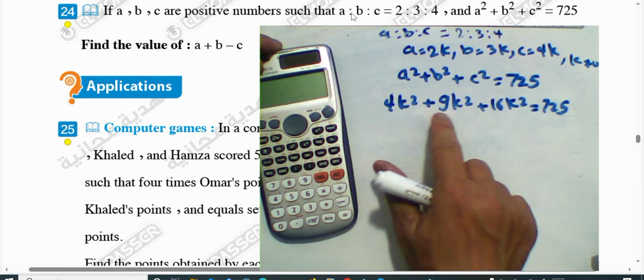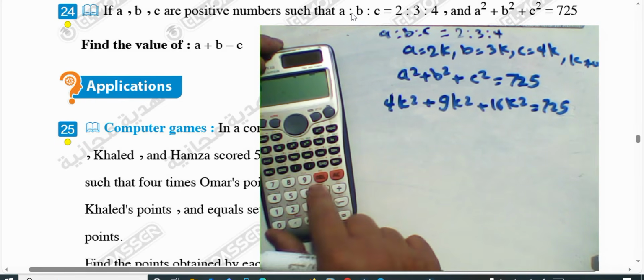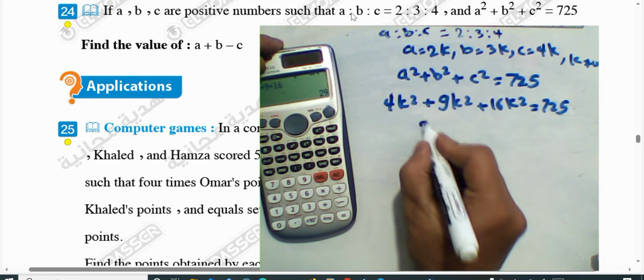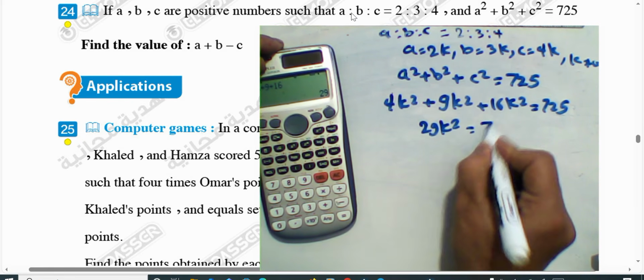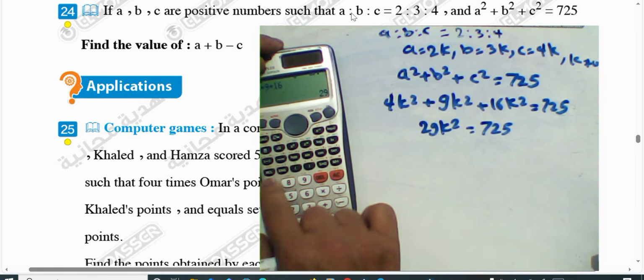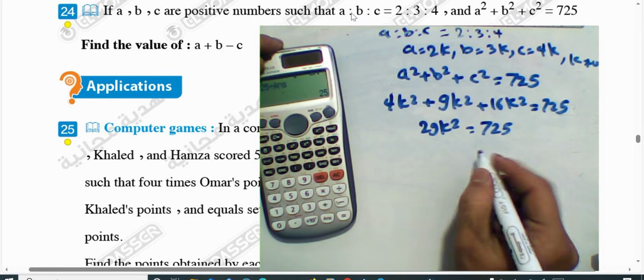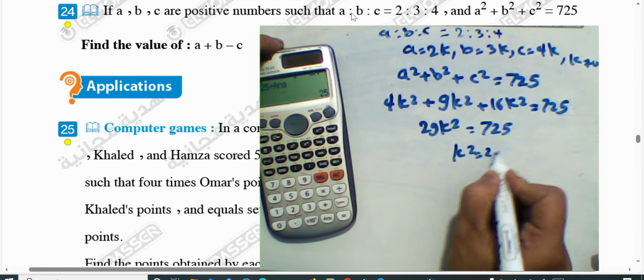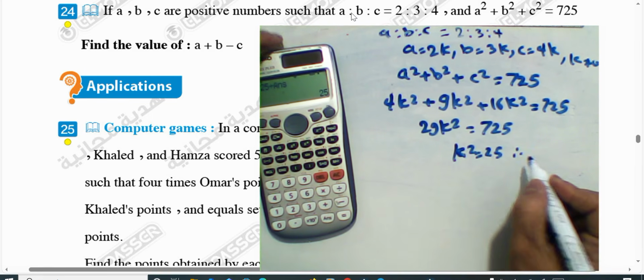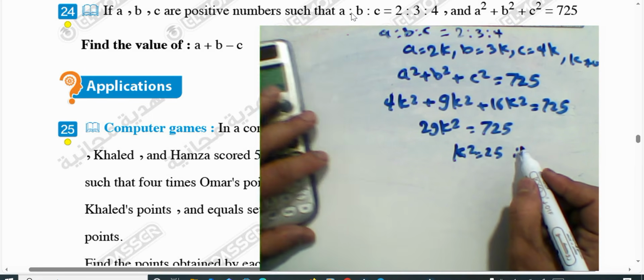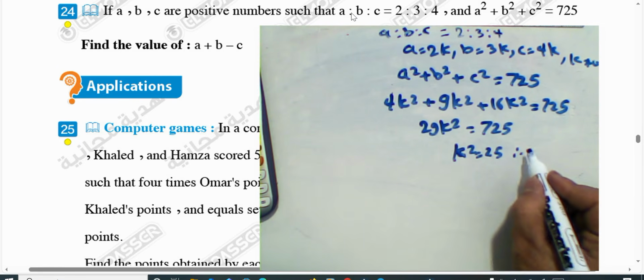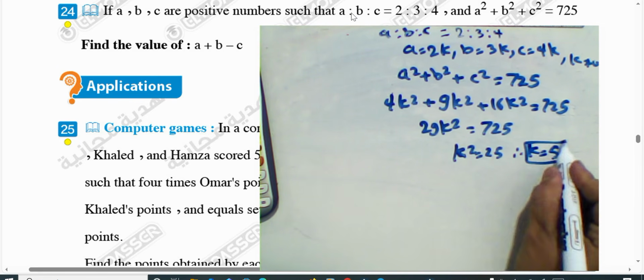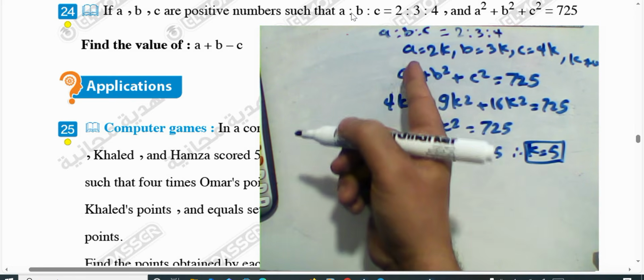We can collect 4 plus 9 plus 4 plus 9 plus 16, which equals 29k power 2 equals 725. 725 divided by 29, then k power 2 is 25. Since they tell me we have positive numbers, k will be positive, not negative. Then k will be the square root of 25, which is 5. Okay, now we can find the value of a.